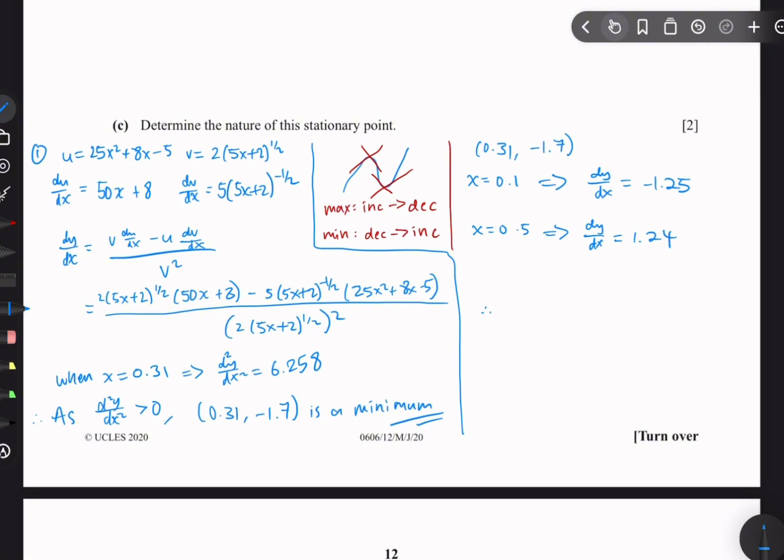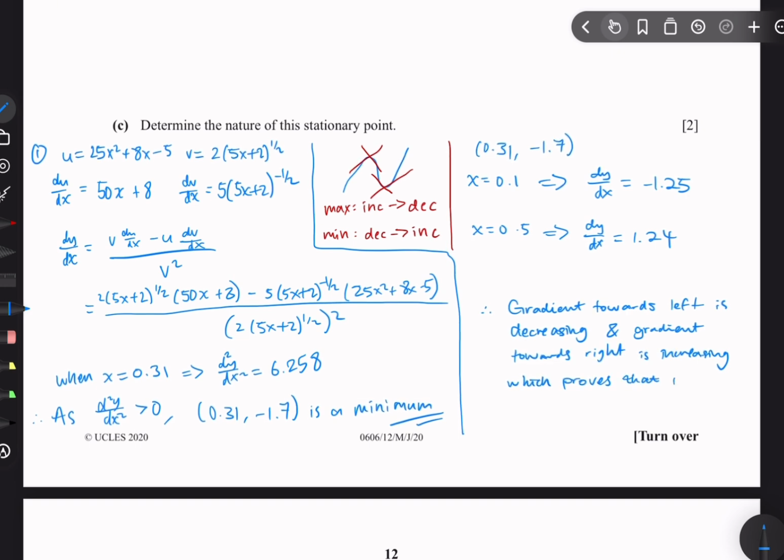So let me just write an explanation. The gradient towards left is decreasing, and gradient towards right is increasing, which proves that it is a minimum point.